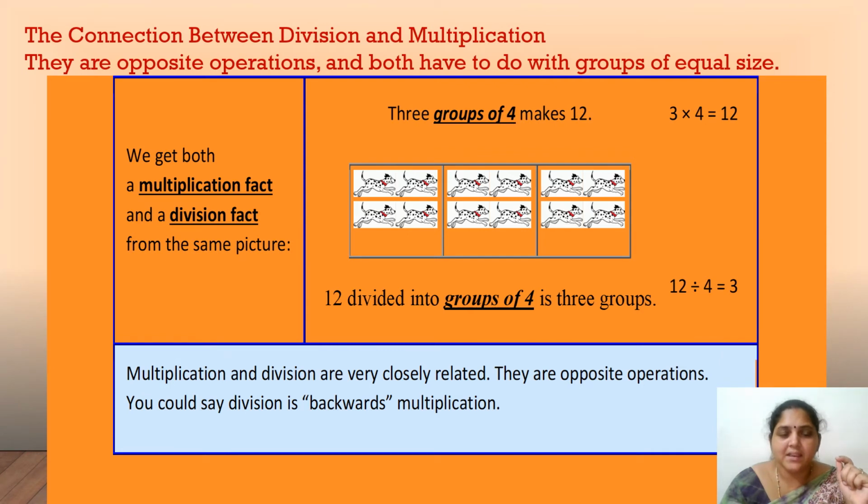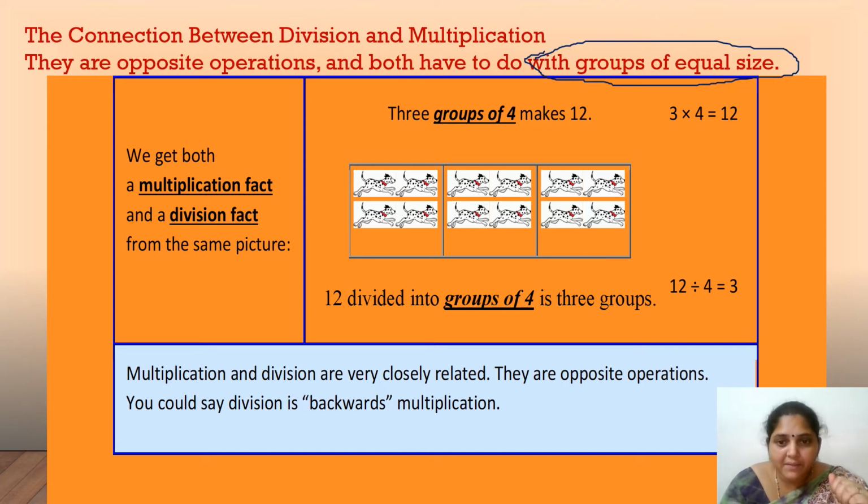Now we will see the connection between division and multiplication. What is the connection between division and multiplication? They are opposite operations and both have to do with groups of equal size. Whenever you are doing any division, you can check two facts, the division fact and the multiplication fact, and both have to do with equal group size.